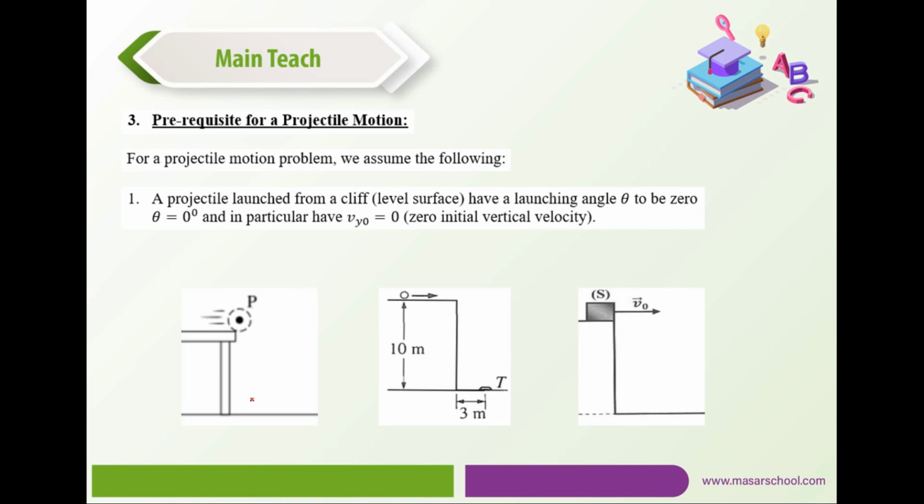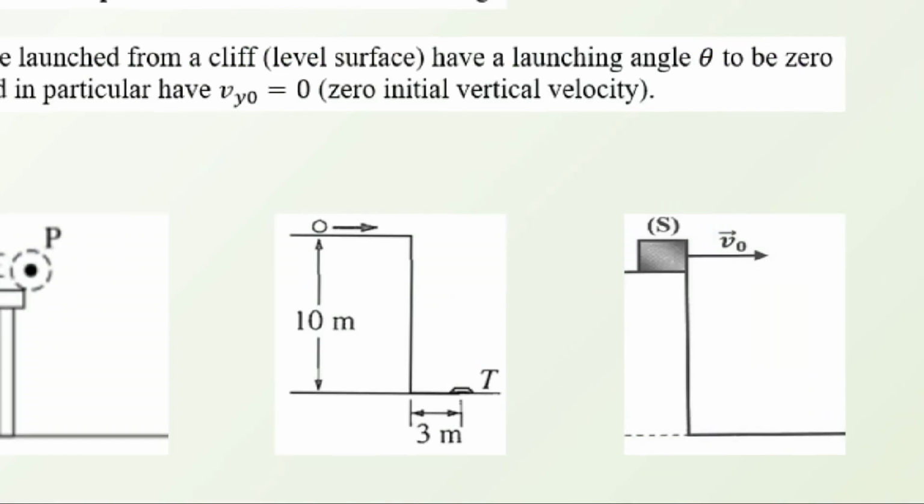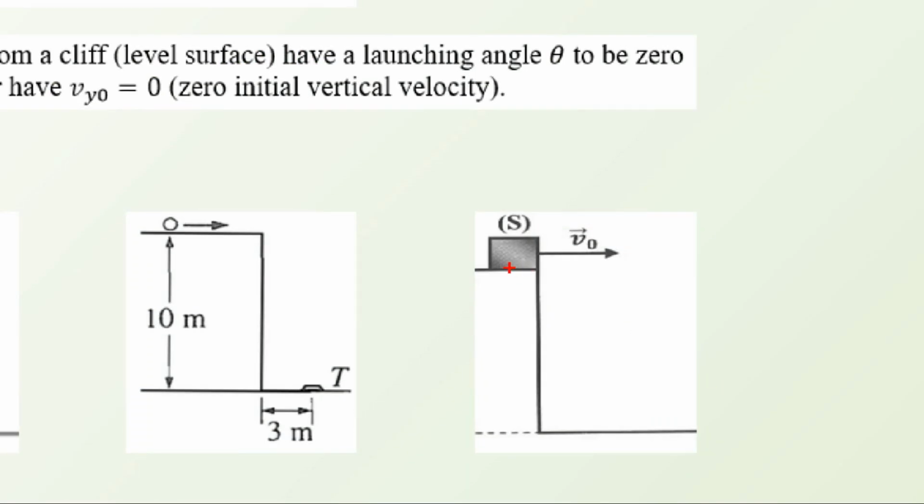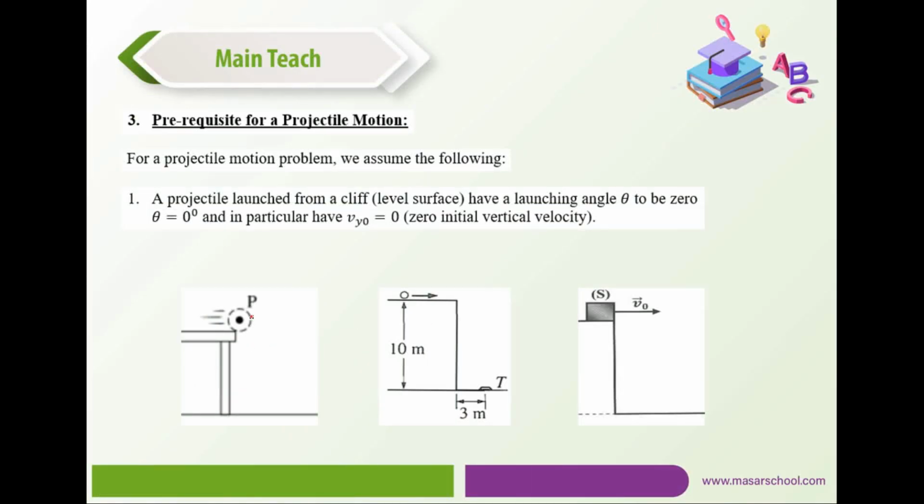Idea 1: a projectile launched from a level surface has a launching angle theta equal to 0 degrees, and in particular Vy0 is equal to 0, zero initial vertical velocity. Let me explain that. In the first figure, we're launching a projectile from a table, which is a level surface. Here, we're launching a projectile from a building, from a level surface. And here, let me suppose that we're launching a projectile from a cliff. In this case, if this is the horizontal, and because the projectile is being launched along this level surface, its velocity vector would be parallel to the horizontal, which means that theta would be equal to 0 here.